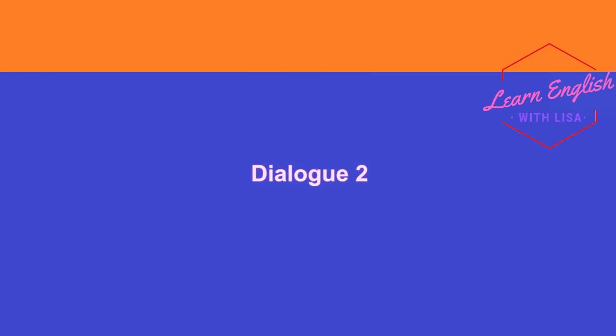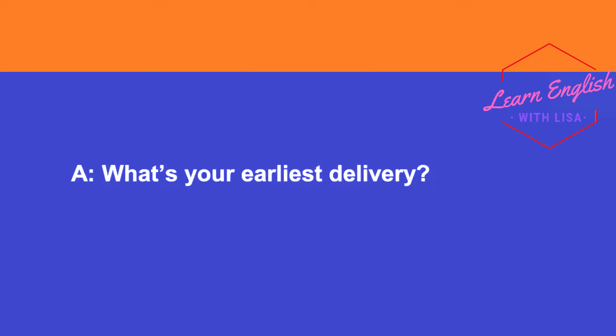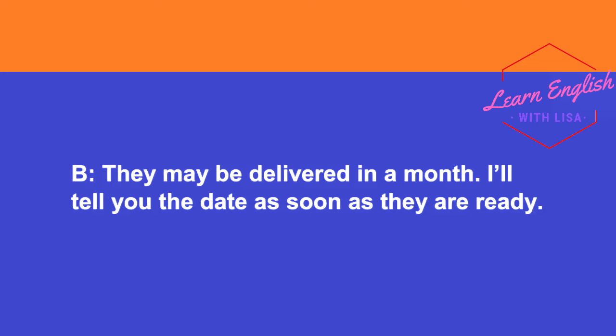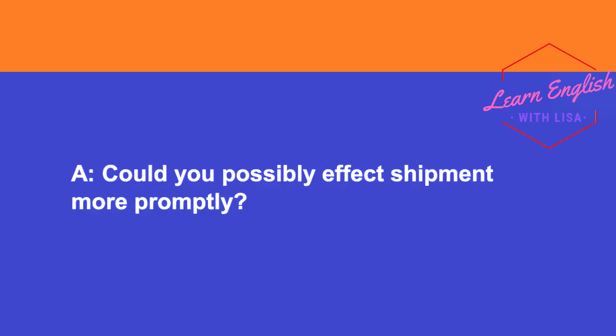Dialog 2. What's your earliest delivery? They may be delivered in a month. I'll tell you the date as soon as they are ready. Could you possibly effect shipment more promptly?